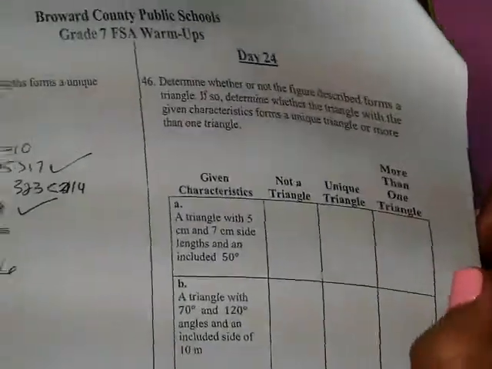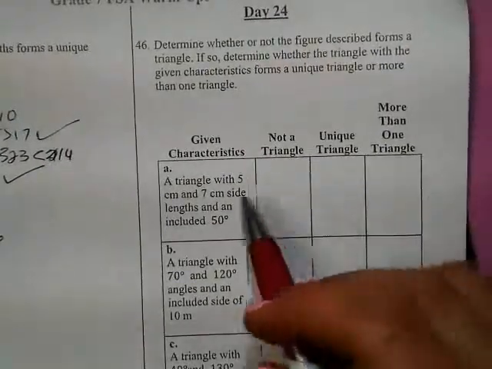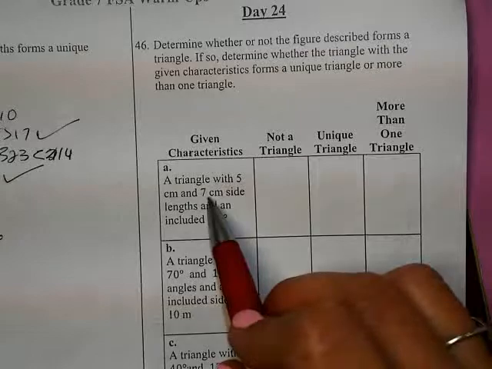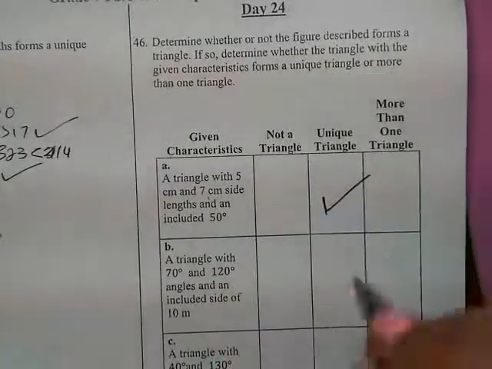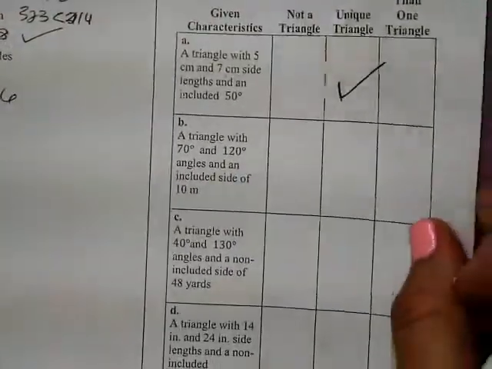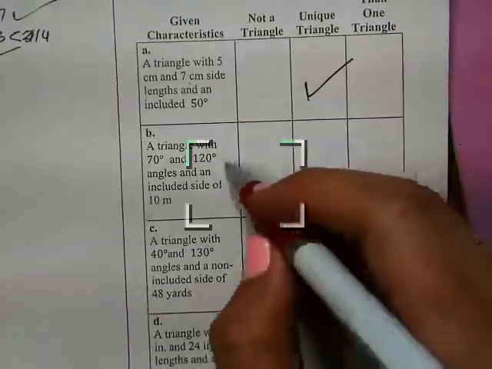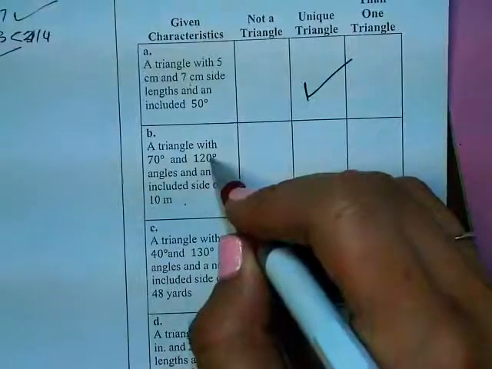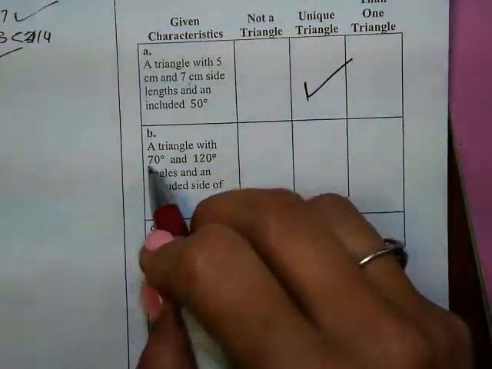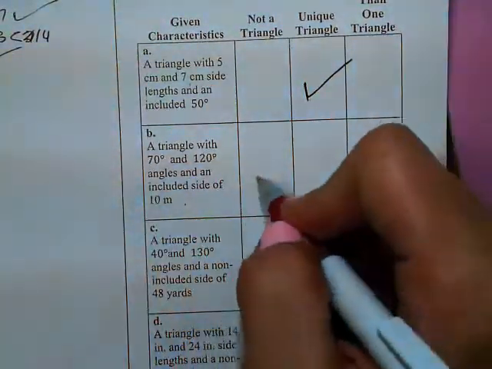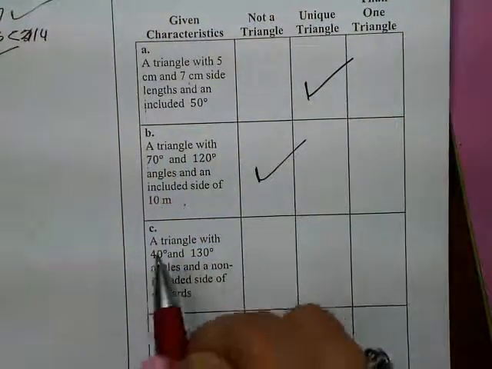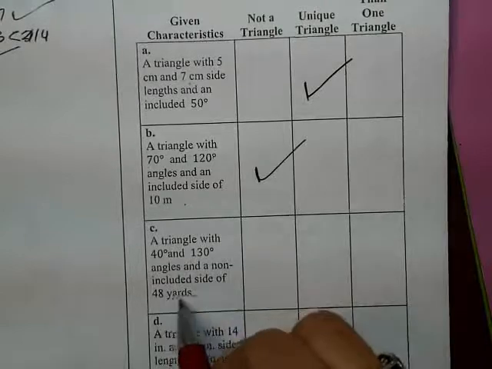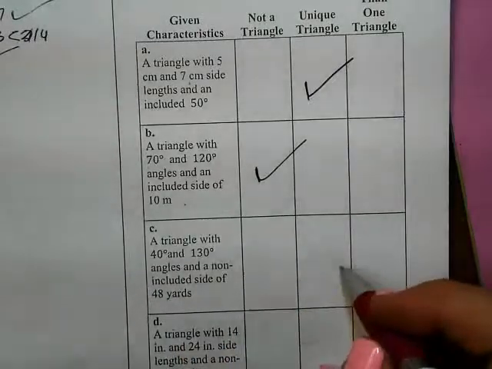46. Okay, a triangle with 5 centimeters, 7 centimeters side lengths, and an included angle of 50 is called a unique triangle. B, a triangle with 70 degrees, 120 angles, and an included side of 10 centimeters. 120 plus 70 is 190. This is not a triangle automatically. A triangle with 40 and 130, that's 170, and a non-included side of 48 yards. That's a unique triangle.